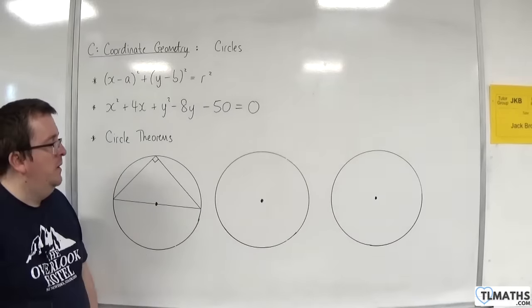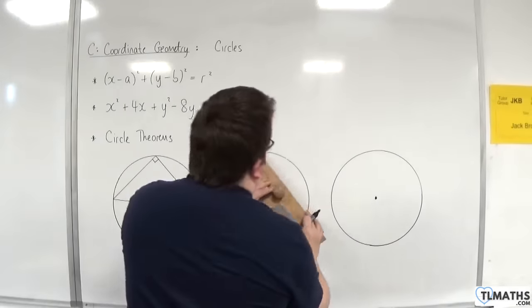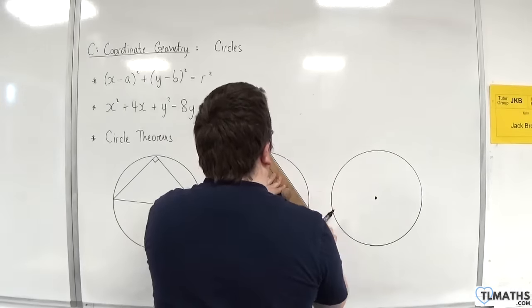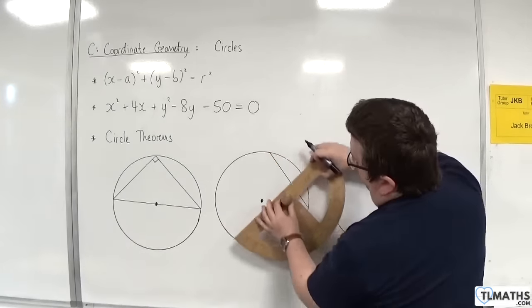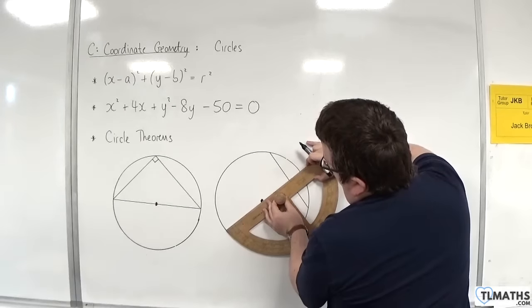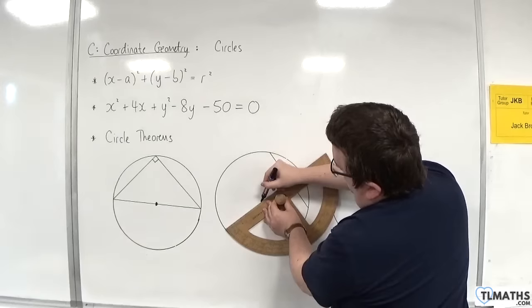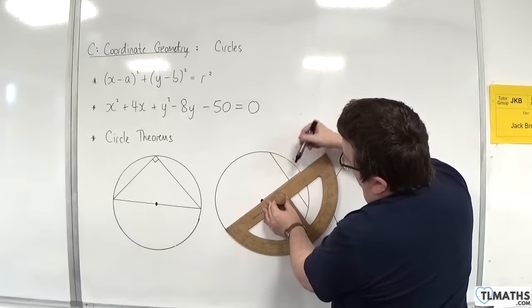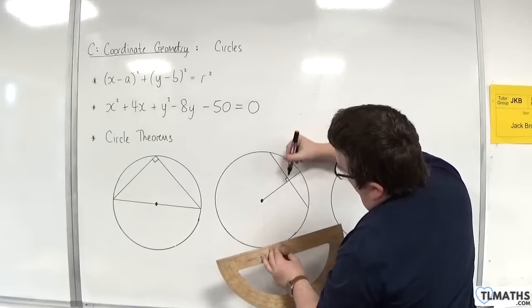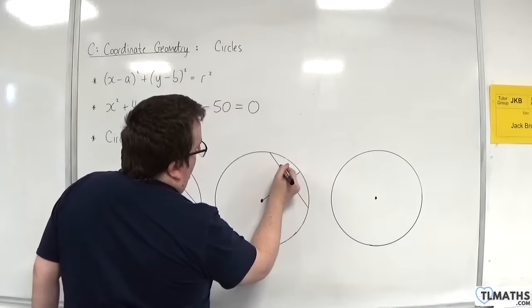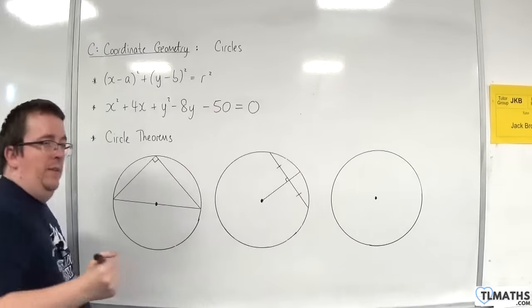Okay? We've also got that if I draw a chord, so there's a chord, and then if I draw a line through the chord, and if this line makes a right angle there, then it bisects the chord, so that length and that length will be the same.